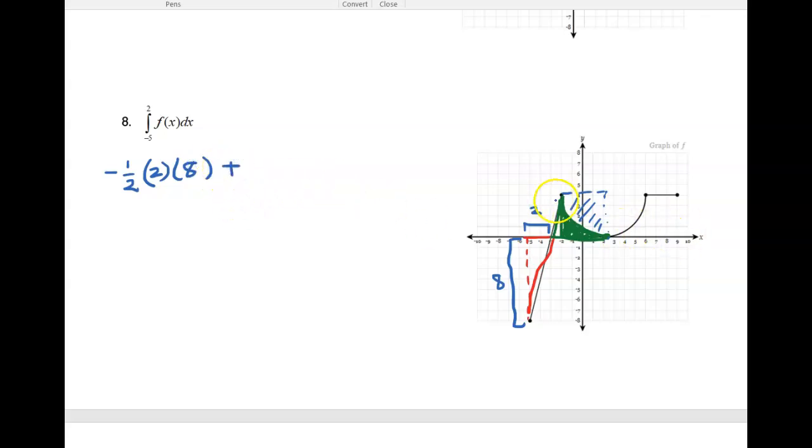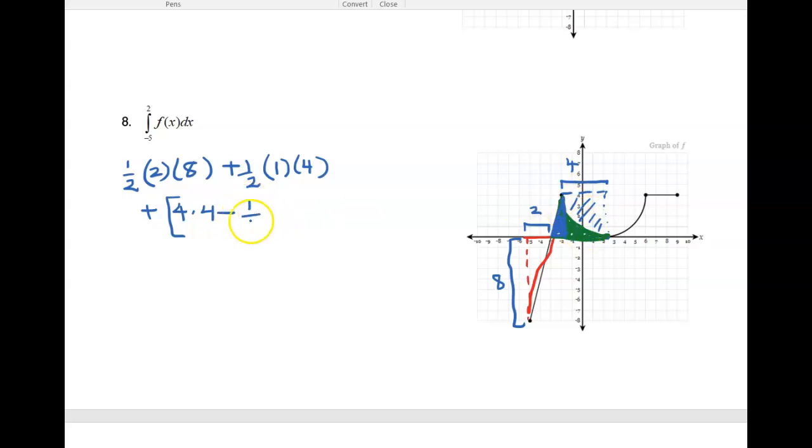Plus this triangle here from -3 to -2. So 1/2 times my base is 1. My height of that triangle is 4. Plus, now we'll do this rectangle bit. So my rectangle here has a base of 4 and a height of 4. So 4 times 4 minus the area of my quarter circle.